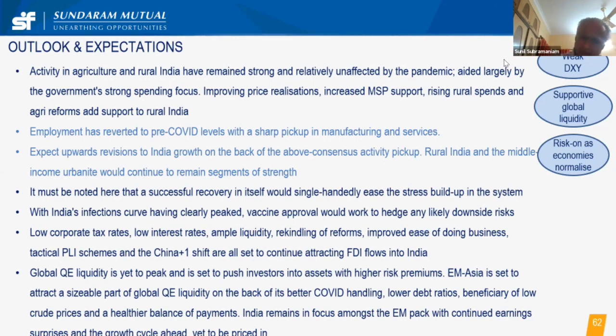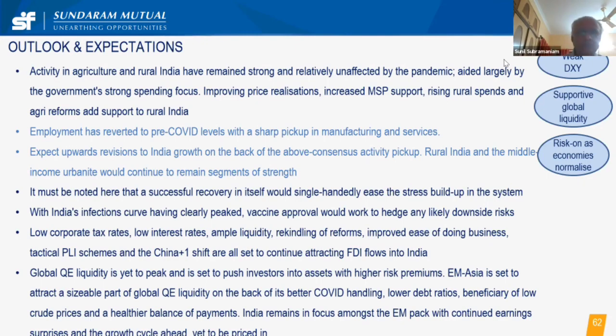That recovery will mean that the stress buildup in the banking system will ease. Our inflation curve has clearly peaked, and there is low corporate tax, low interest rates, ample liquidity, rekindling of reforms, and ease of doing business. The government is also announcing the PLI, Production Linked Incentive Scheme, for electronics and textiles. The China plus one shift will help India get FDI flows. Global QE liquidity is yet to peak. I showed you, right, $29 trillion over the next 2 years. So investors will be pushed to take higher risk assets like India, and within India, the riskier sectors.